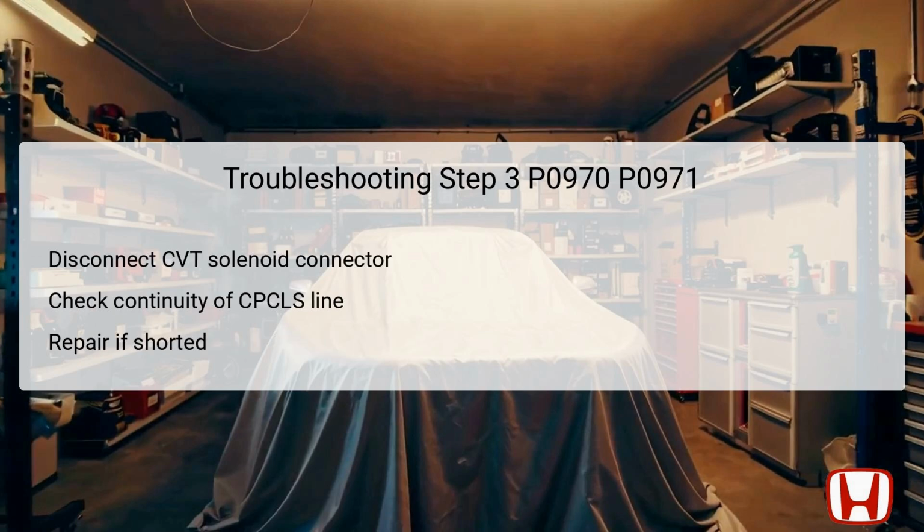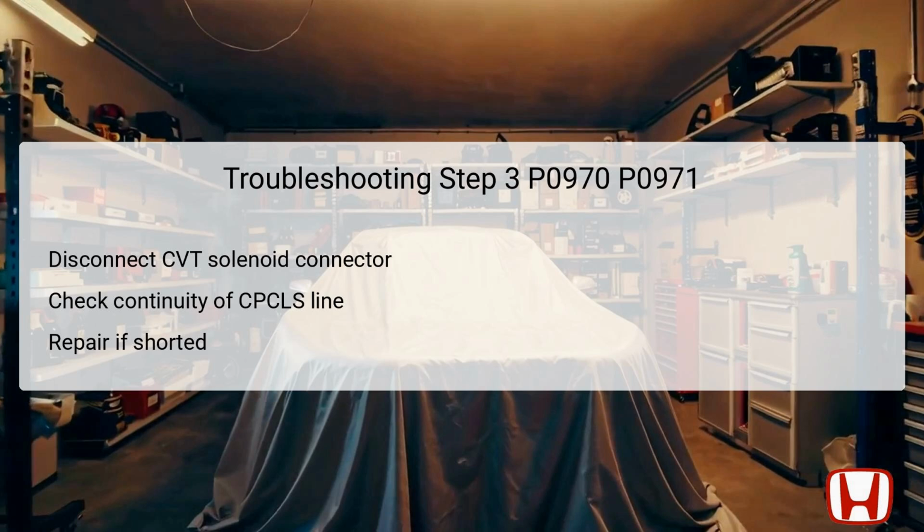Step 3 in the troubleshooting process focuses on the CPCLS line, where we will assess for potential short circuits that may be impacting the performance of the solenoid. Begin by disconnecting the CVT clutch pressure control solenoid valve 2P connector, ensuring that the vehicle remains in the off lock mode. With the connector disconnected, check for continuity between test points 1 and 2 as specified.